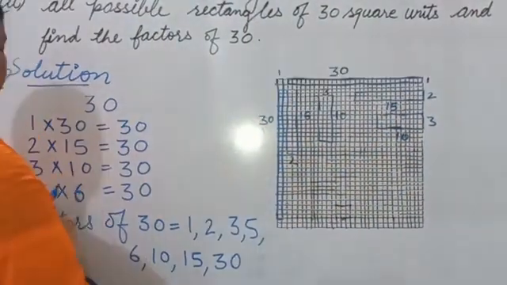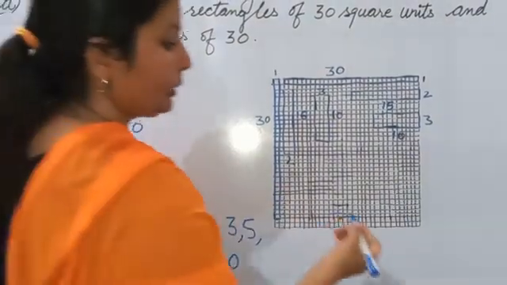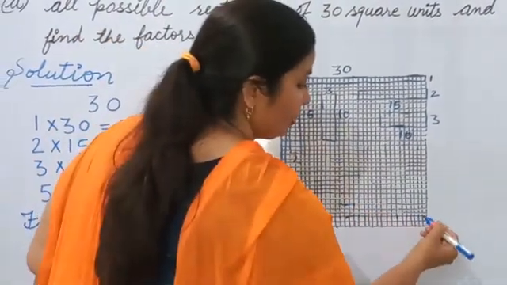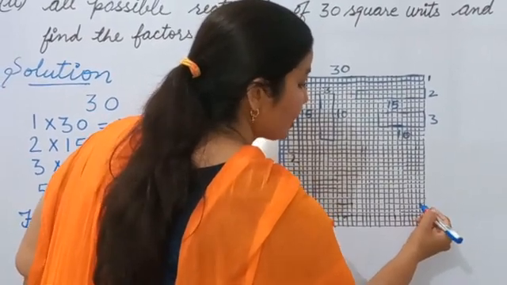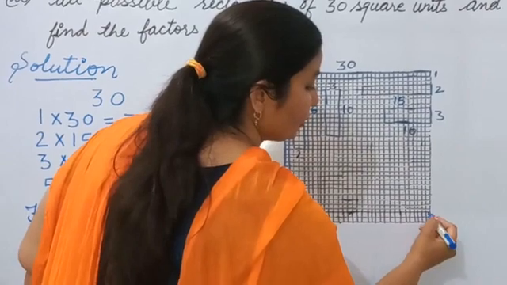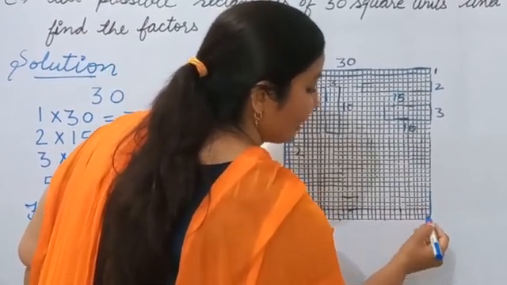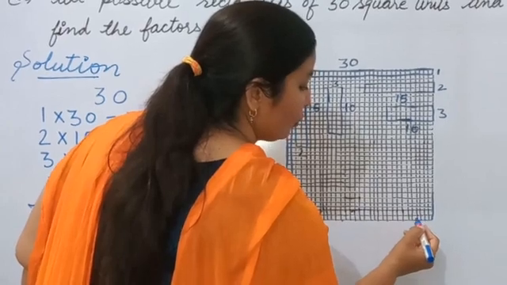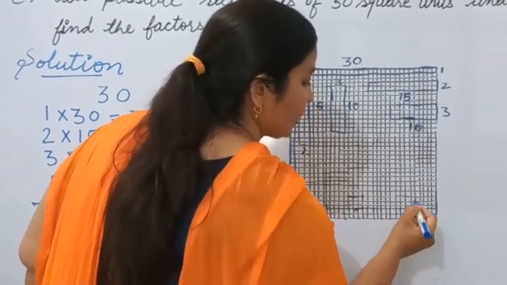The next is 5 by 6. 5 length, 6 breadth. Here we can take 1, 2, 3, 4, 5. 5 is length. Sorry, 6 is breadth. So 1, 2, 3, 4, 5, 6. 6 हमने breadth ले ली और 5 length. 1, 2, 3, 4, 5. Okay, like this rectangle you can make.